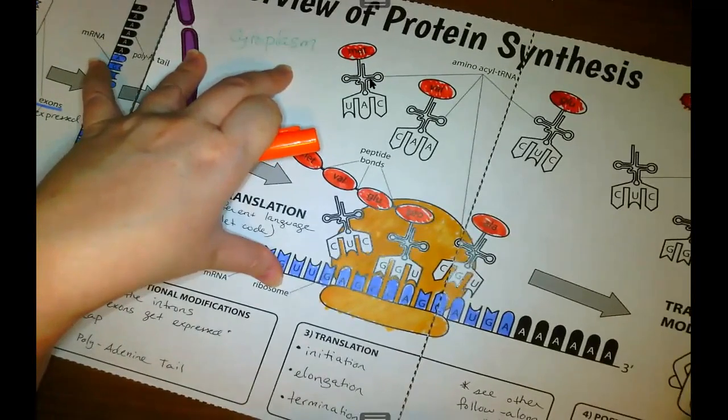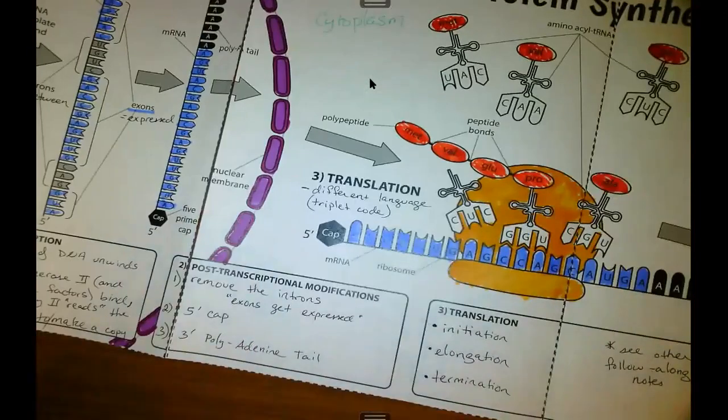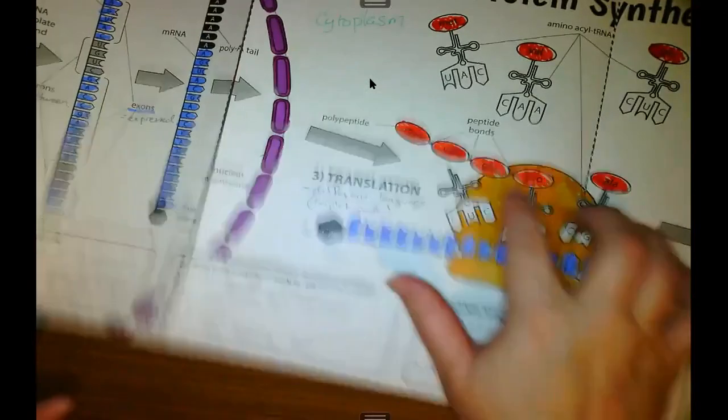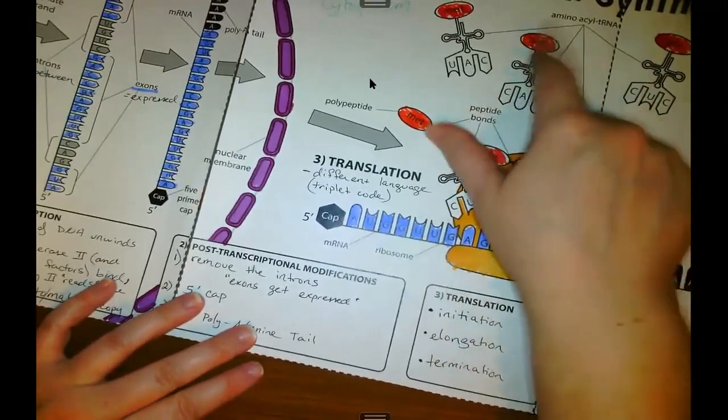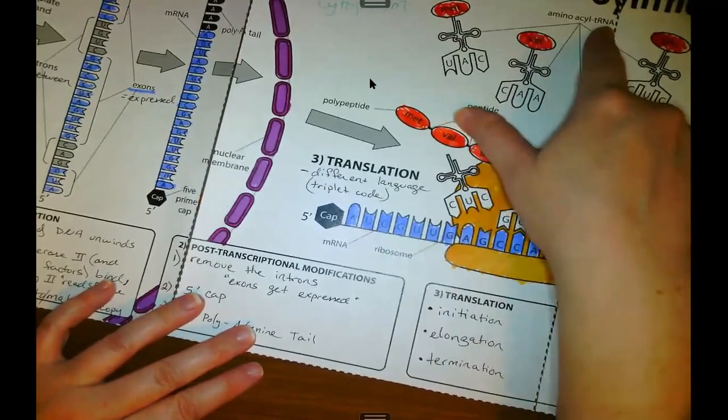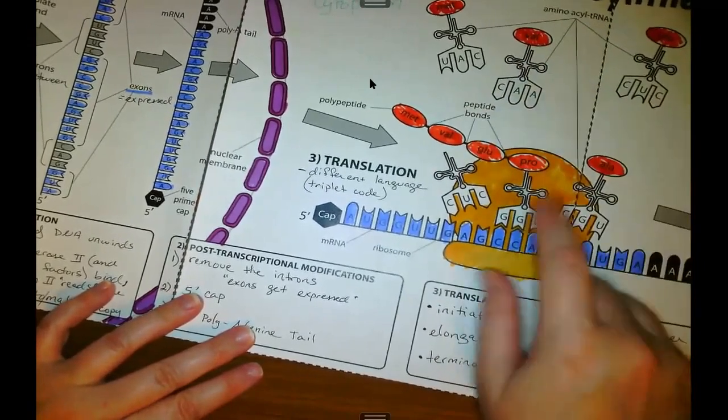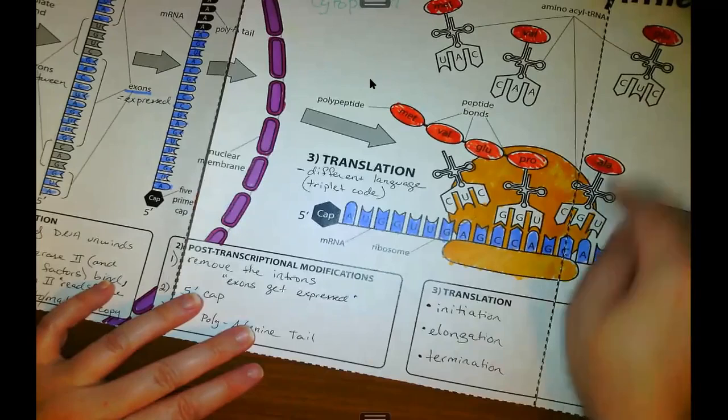It's an unstable bond, which is why they're so happy to release the amino acid when they get to the ribosome. The tRNAs that have been bound to the amino acids, we call that aminoacyl tRNA. When you have them both together, they come to the ribosome to build the protein.